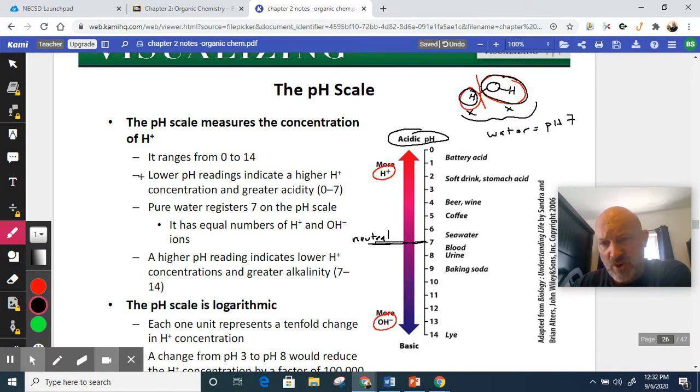But things like coffee, beer, wine, battery acid, all these different things contain different concentrations of hydrogen ions, and they get stronger and stronger as we go to each end of the scale. So these things over here, these are called weak acids.